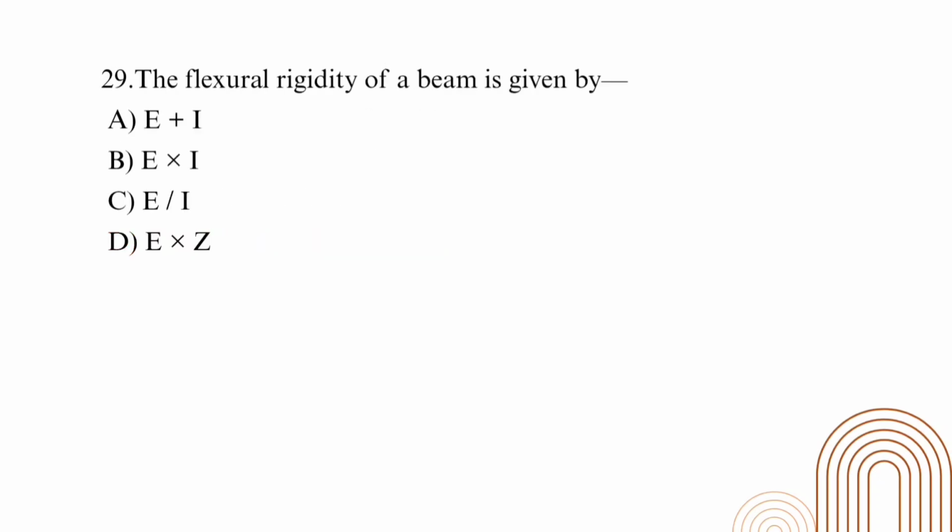Now the next question: the flexural rigidity of a beam is given by, and options are A, E plus I, option B, E multiplied by I, option C, E upon I, and option D, E multiplied by Z. And the correct answer is E multiplied by I.